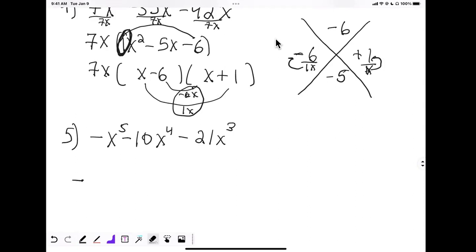And I know we have x's to take out. So what's the smallest exponent? The third power. So we're going to take negative x to the 3rd out. So then we're really sort of dividing by negative x to the 3rd for each of them.